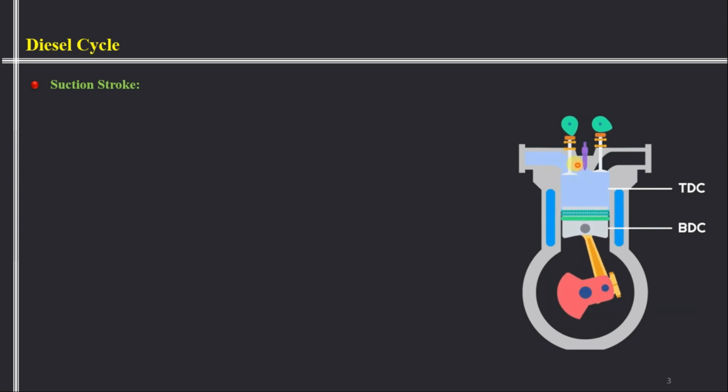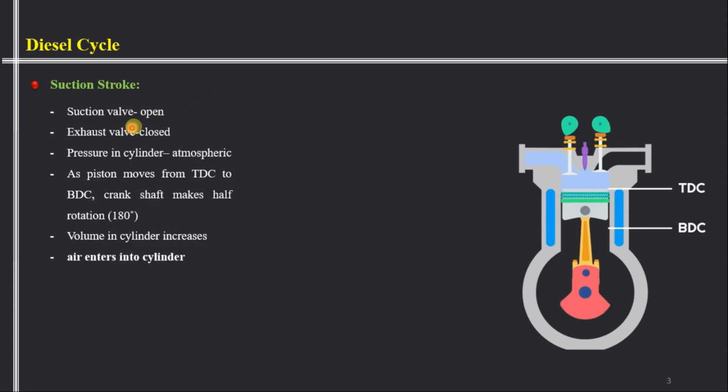Now as the inlet valve is open, the pressure inside the cylinder will be maintained at atmospheric pressure during this suction stroke. And at the end of this stroke, the inlet valve will be closed. So the suction valve is open, the exhaust valve is closed, and the pressure inside the cylinder is atmospheric. As the piston moves from TDC to BDC, the crank will make an angle of 180 degrees.